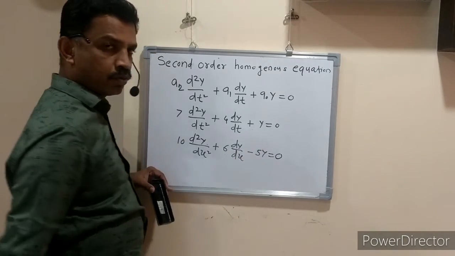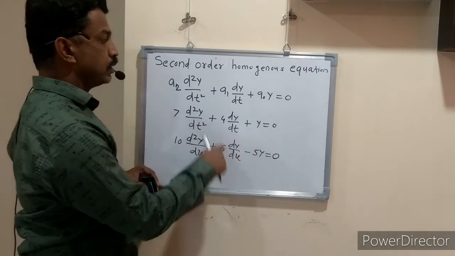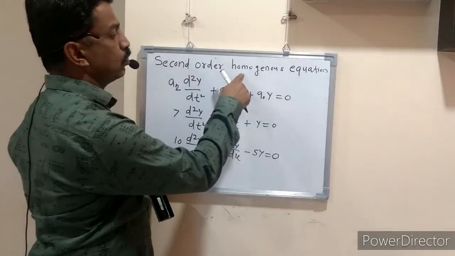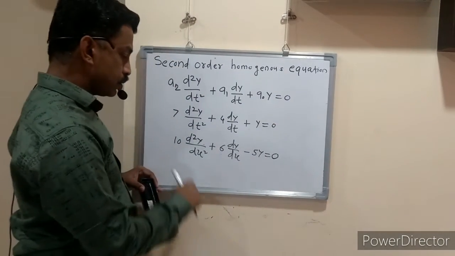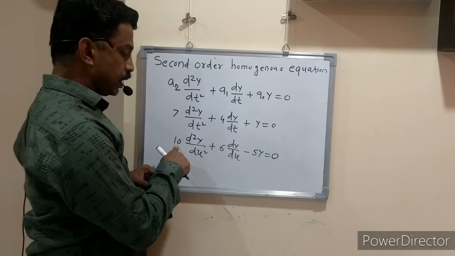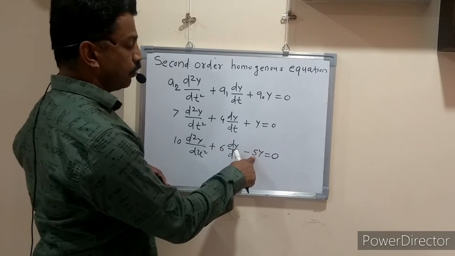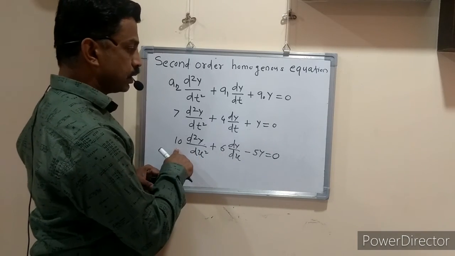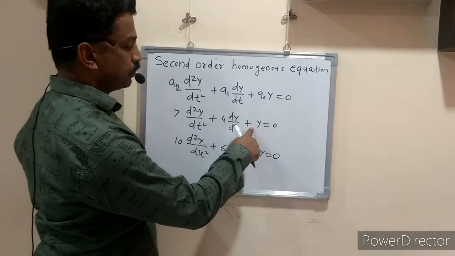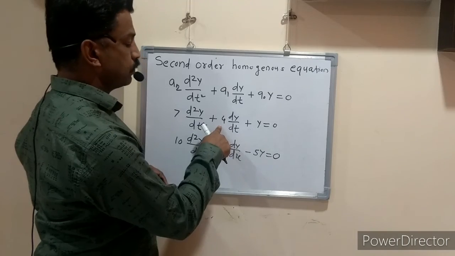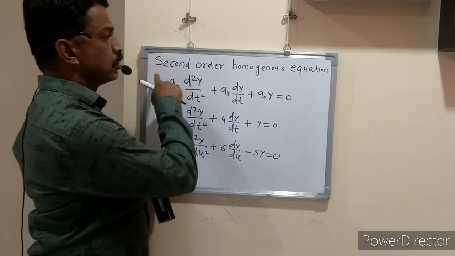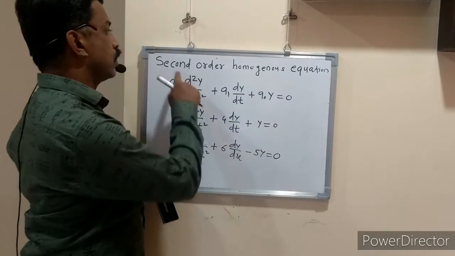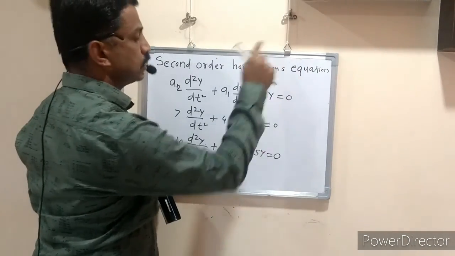So here we take 0, and therefore such type of equation is known as second order homogeneous equation with constant coefficients. The constant coefficients are 10, 6 and 5. The value of a0 is minus 5, the value of a1 is 6, the value of a2 is 10. Here the value of a0 is 1, the value of a1 is 4, the value of a2 is 7. So such type of equation is known as second order homogeneous equation.